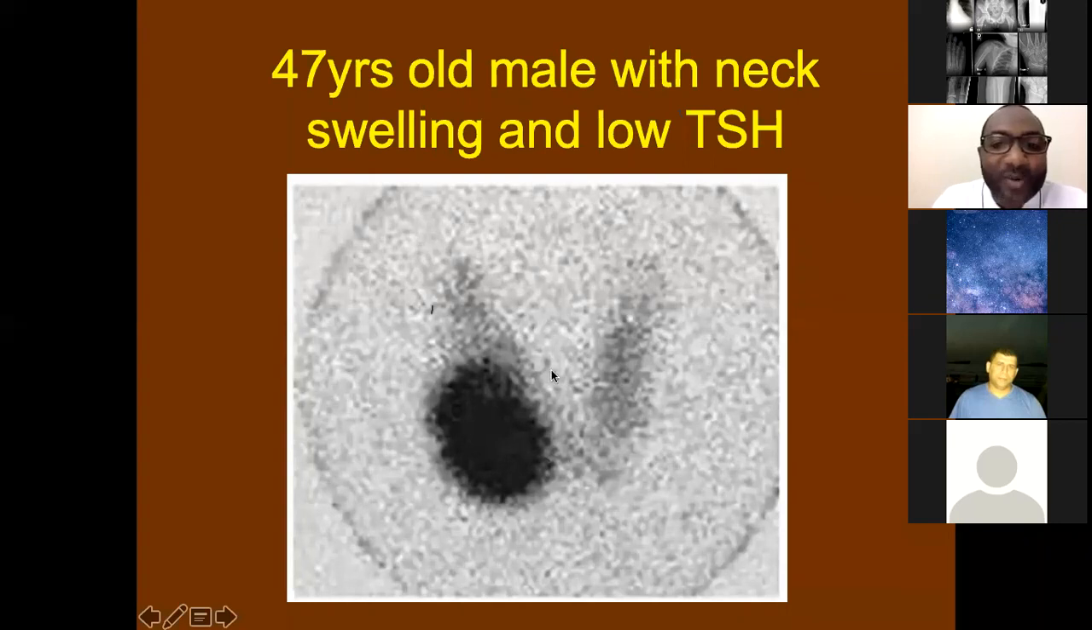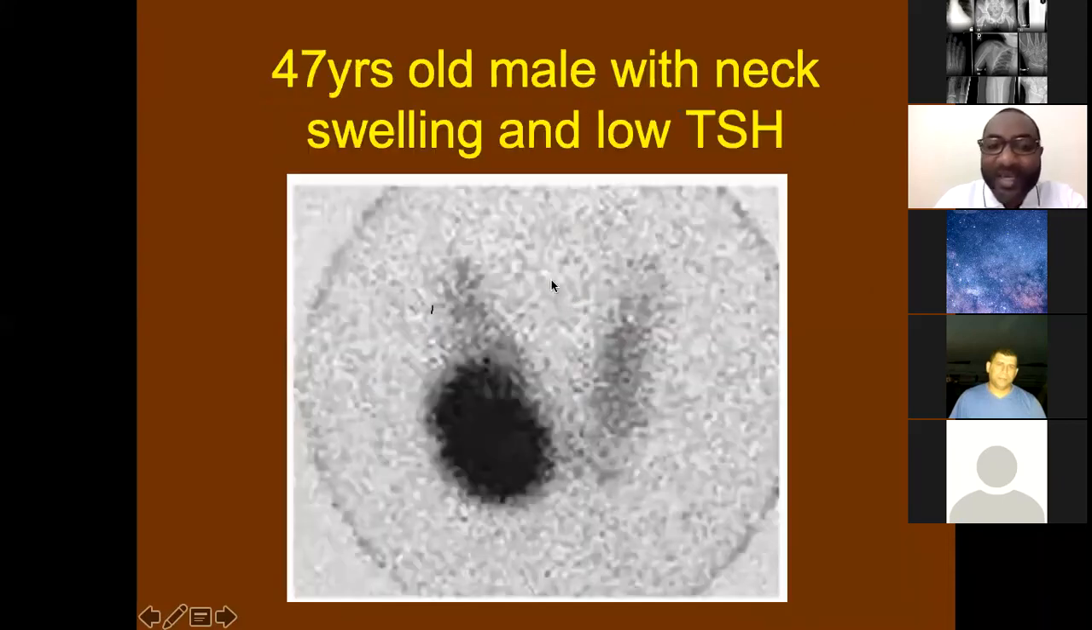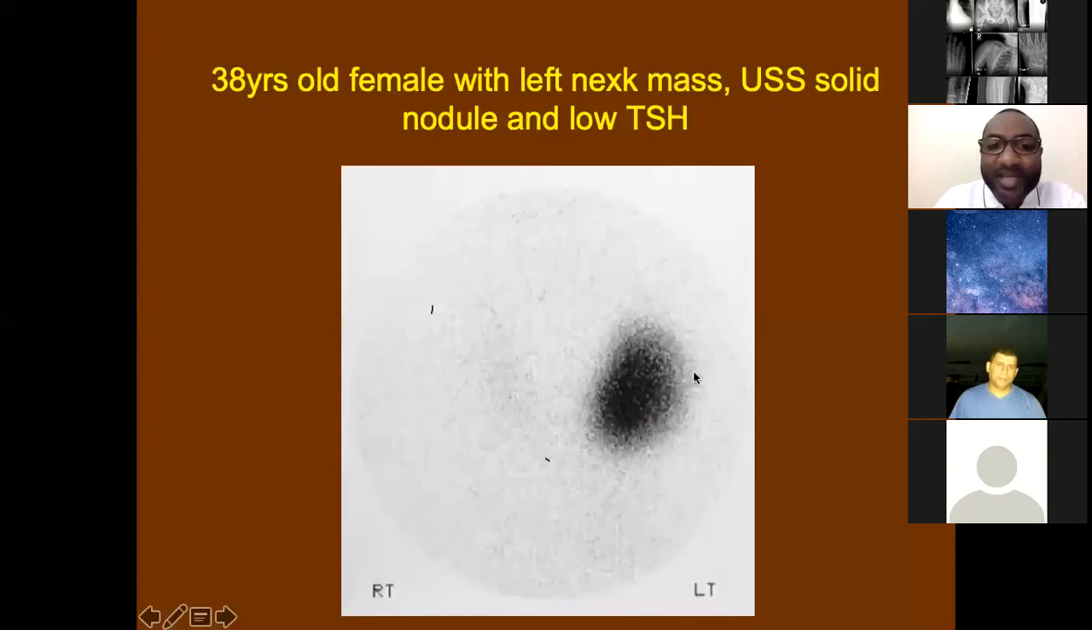So what is the likelihood of a malignancy in a single toxic nodule? It is less than 1%. Beautiful. So biopsy here is not recommended. Okay, good. Thank you very much. Okay, so this is a similar one to what we have seen here. The only difference with this image is that this one is autonomous. All right, because there's a single toxic nodule with suppression.